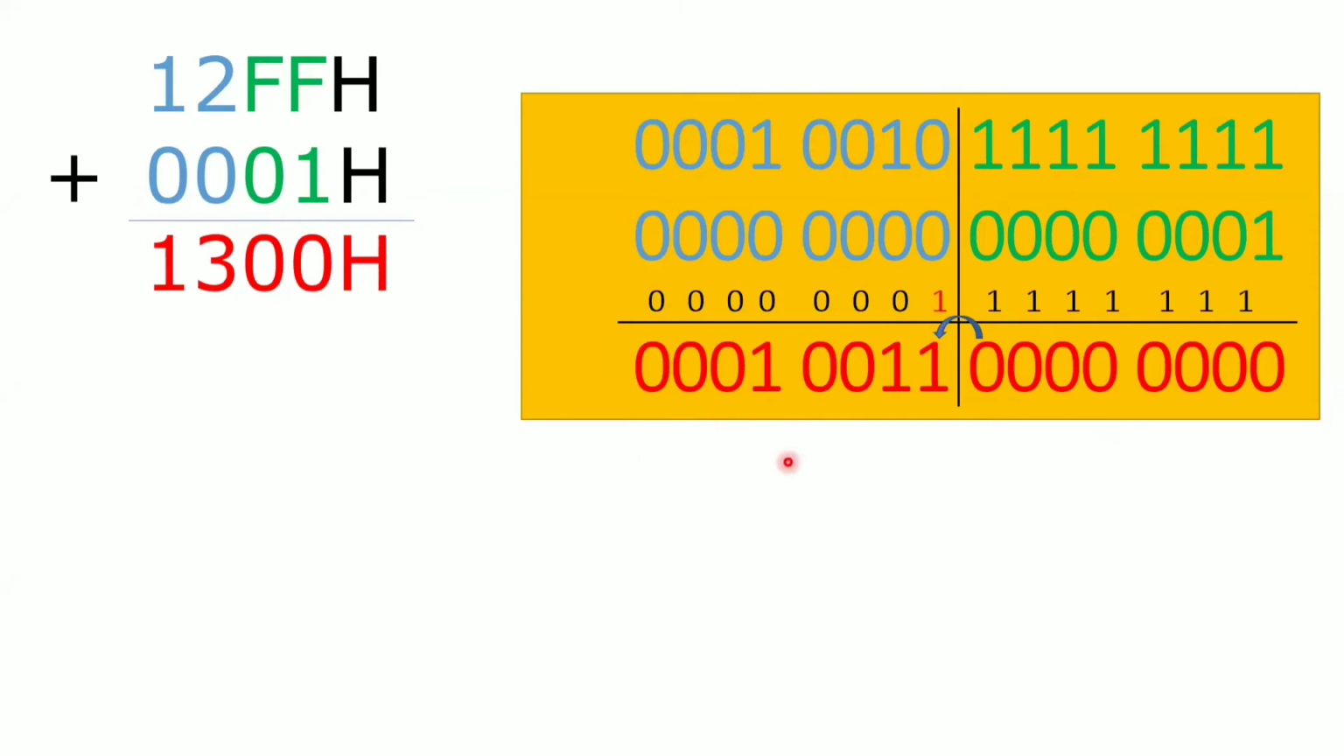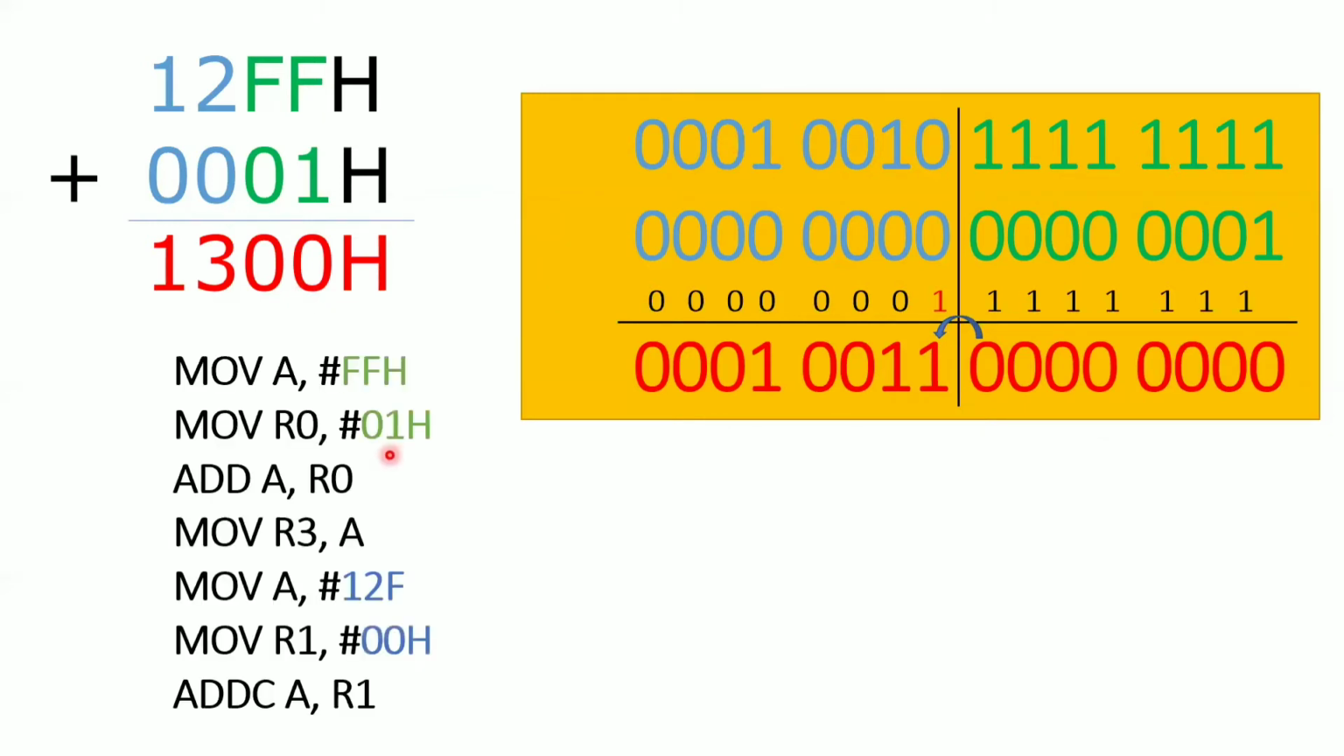Now what you need to do? You should use the ADDC instruction. Whenever you use ADDC, the carry flag is also added to the result. Then only can I get the result 1300H. Otherwise you will get the result wrong, right? So let's try to write a program for this. You are already familiar with some of these instructions. First, I am performing the lower byte operations. What are the lower bytes of your 16-bit numbers? One is FF, another one is 01, right?